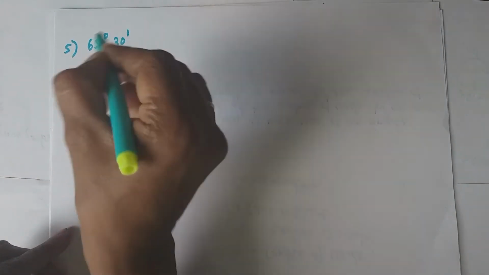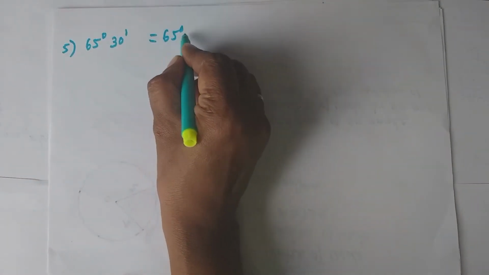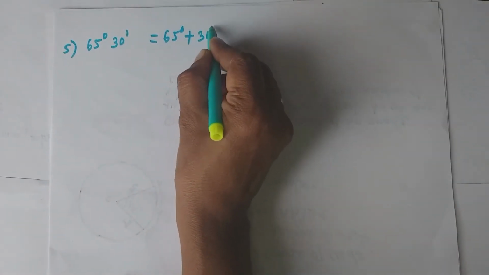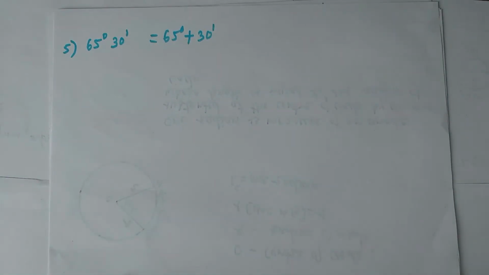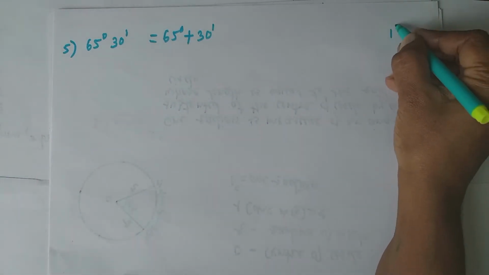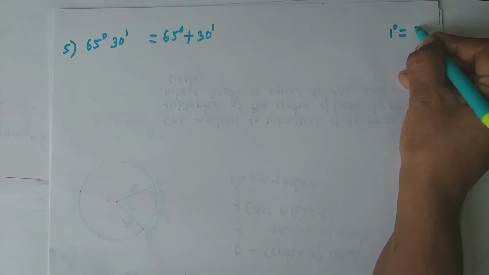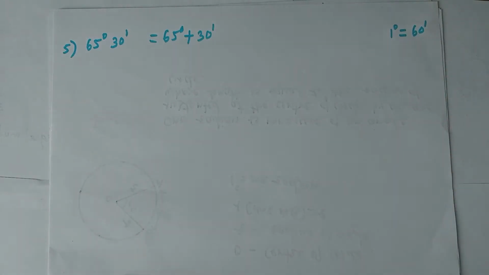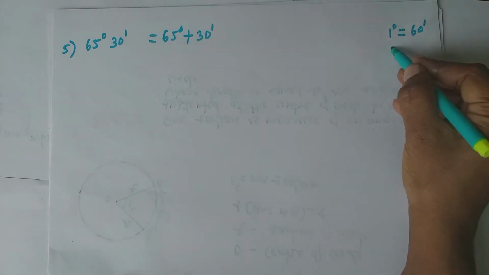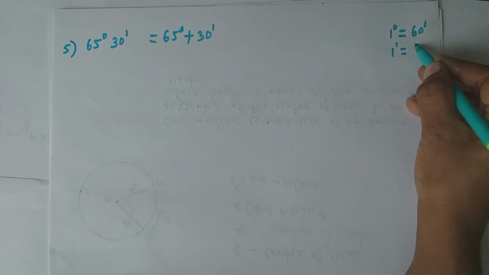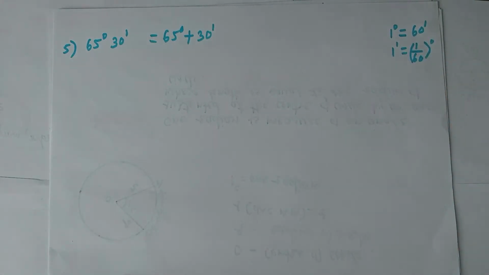Suppose the angle given here is 65 degrees 30 minutes. Then you write this as 65 degrees plus 30 minutes. And you know that 1 degree means 60 minutes. Then what will be 1 minute? Then 1 minute will be 1 divided by 60 degree.